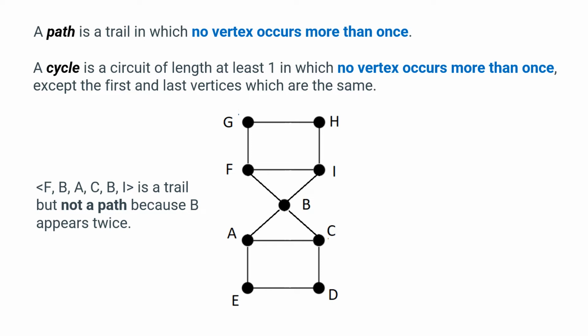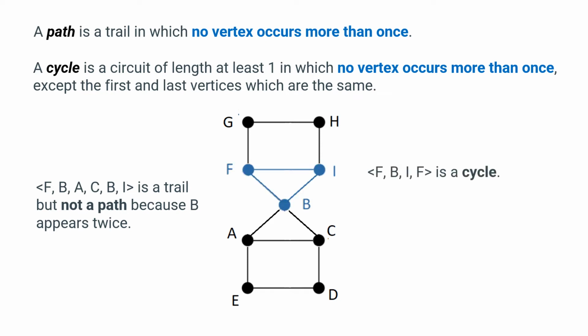But now, of course, the first and last vertices have to appear together, because it wouldn't be a closed walk if they weren't. So we're saying except the first and last vertices, which will always be the same. So we'll always see the first and last be in there and be the same vertex, but anything in between, the vertices can't be repeated.